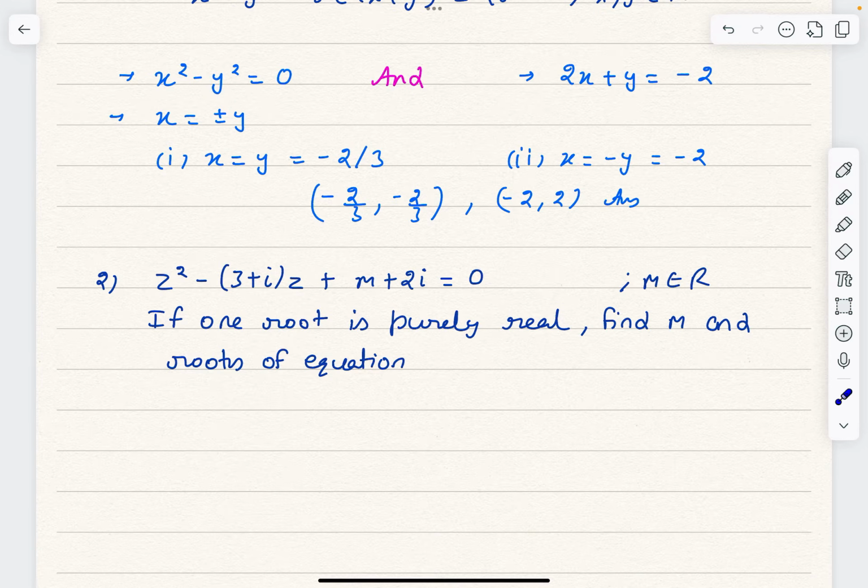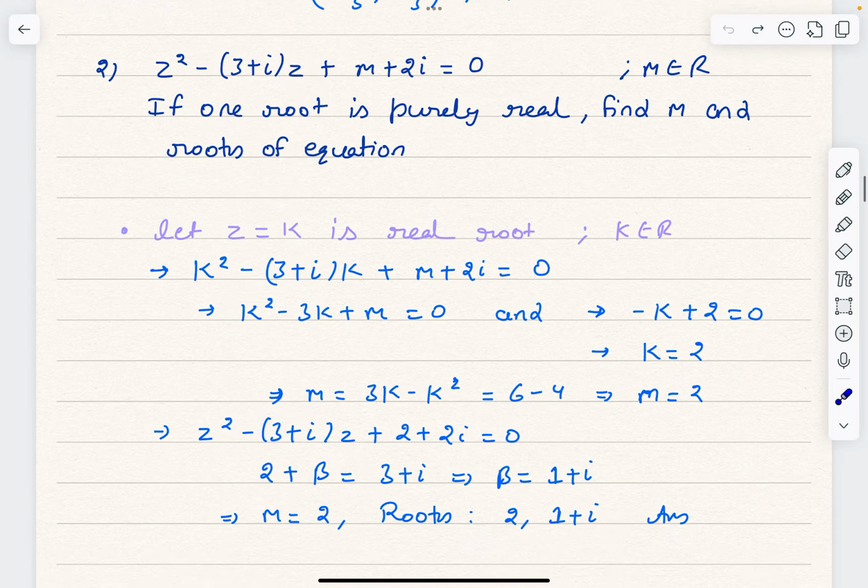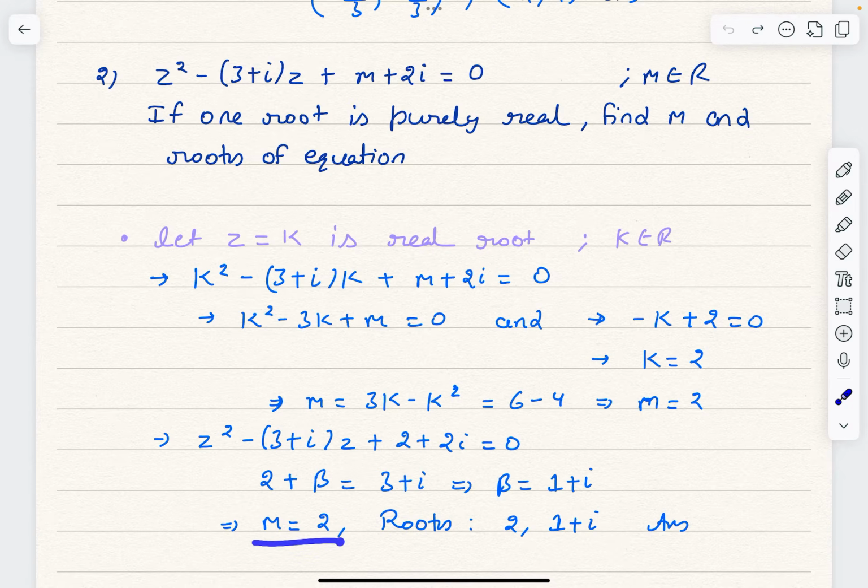z² − (3 + i)z + m + 2i = 0, where m is a real number, if one root is purely real. So for this quadratic, if one root is purely real, find m and the roots of the equation. Pause and give it a try. Let us start discussion now. The final answer for this problem is m is 2, roots are 2 and 1 + i.